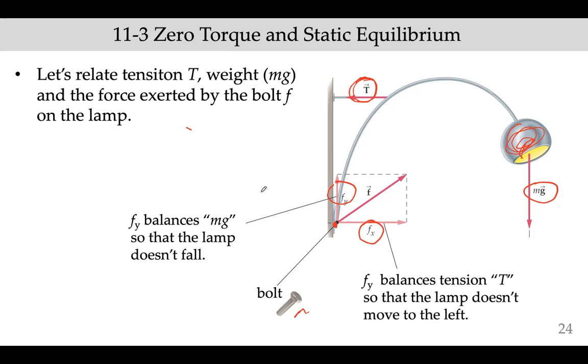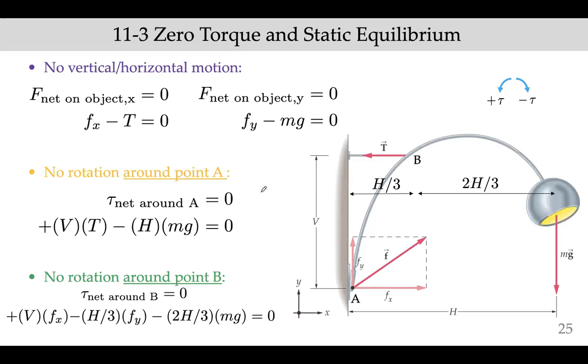So let's try to write down the equations. First of all, the first condition for static equilibrium is no vertical or horizontal motion. If you look at the picture, this lamp is really not accelerating up or down or left or right. So let's write down F equals 0 for each coordinate.